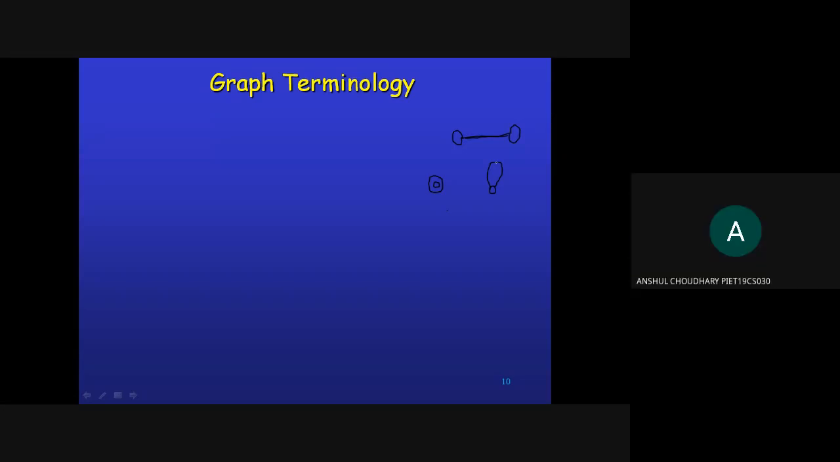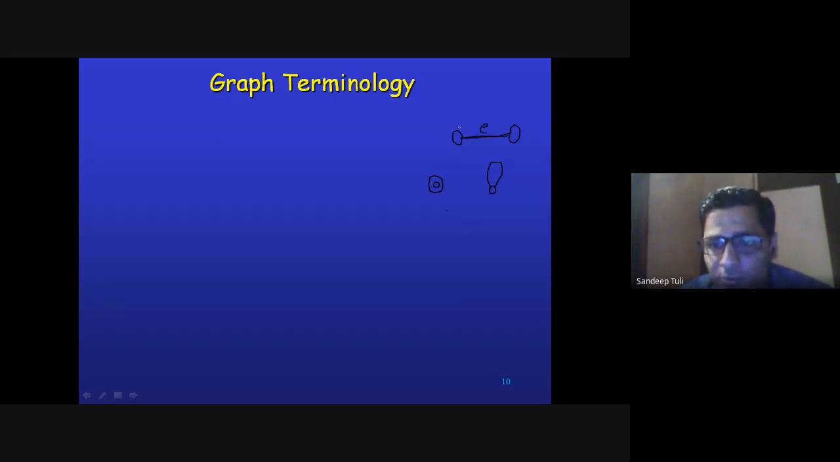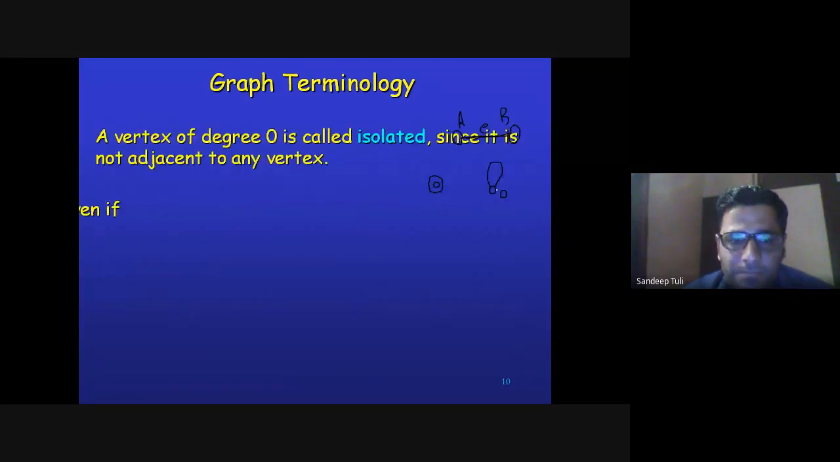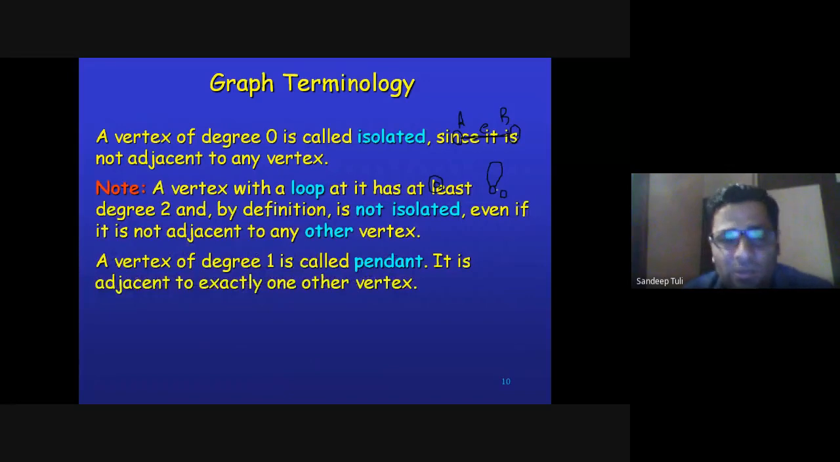Okay, sir. Because every edge must have a start point and an end point. Like for this edge E, suppose this is the start point and this is the end point. So it contributed to the degree of both vertices. For this particular edge, this is the start point only, and this one is also the end point. So it should be contributing 2 times for this vertex. Okay, so you may remember that for a loop we take twice the contribution for a particular vertex. A vertex with 0 degree is called an isolated vertex.